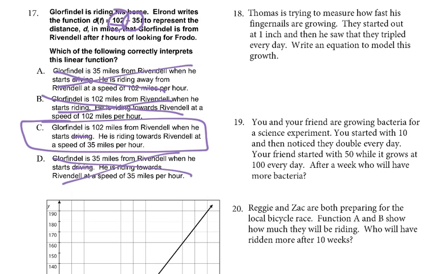Okay, 18. Thomas is trying to measure how fast his fingernails are growing. They started out at 1 inch, and then he saw that they tripled every day. Write an equation to model this growth. So tripling means timesing by 3, so this is going to be exponential. So I'd go f of x equals my start number, which was 1, tripling times 3, and because it's exponential, it's going to be 3 to the x. So it would look like that.